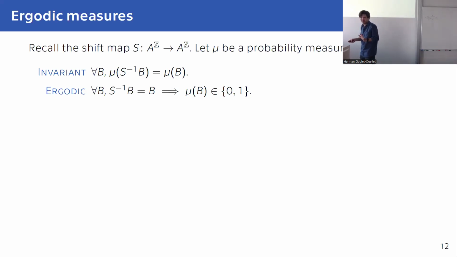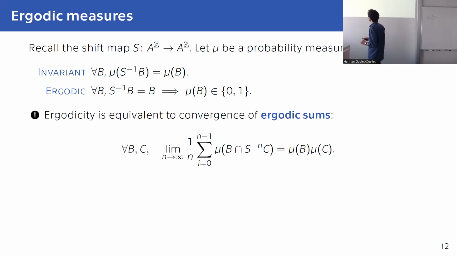Okay, so those are a bit technical conditions, and this is not at all obvious, but I'm going to ask you to believe me here that ergodicity is actually equivalent to a convergence result. So it's equivalent to all limits like this, limits of these average sums, converging to this product, which you can think of. So when you have mu of B intersect C equals mu of B times mu of C, that would be saying that B and C are independent.